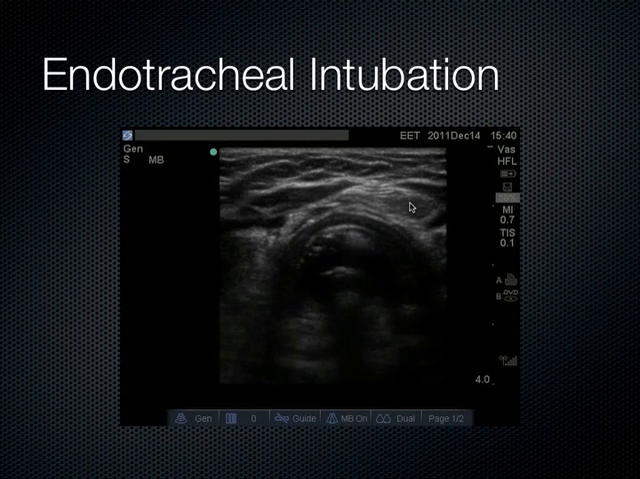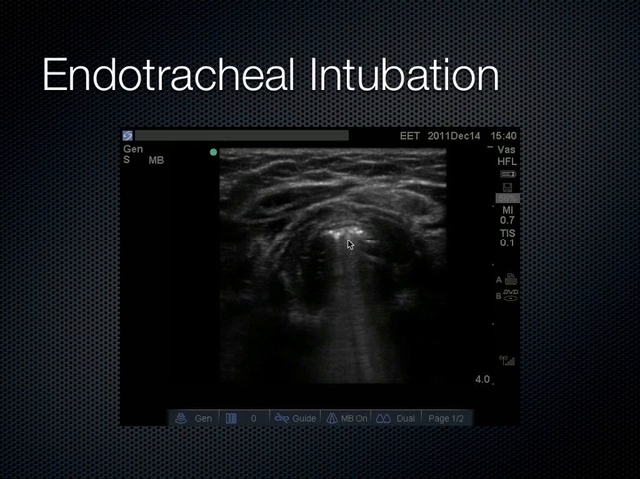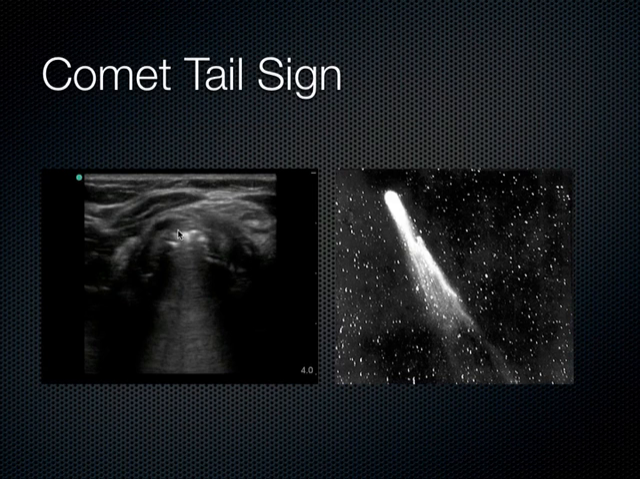And during intubation, when we place an endotracheal tube, we can see those prominent comet tail artifacts, reverberation artifacts, coming down once the endotracheal tube is successfully within the trachea. So we can make sure that it's in the trachea and not the esophagus quite well. Again, that's that comet tail artifact sign.